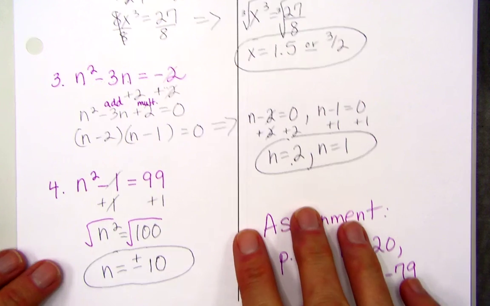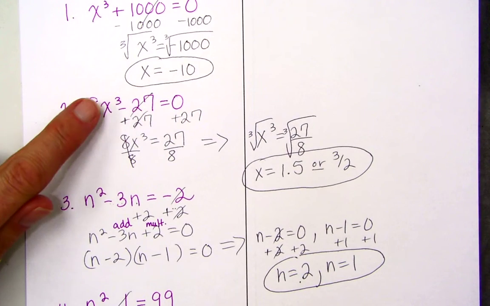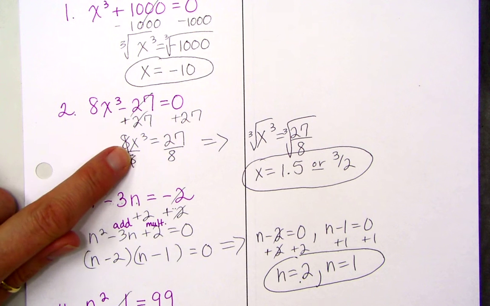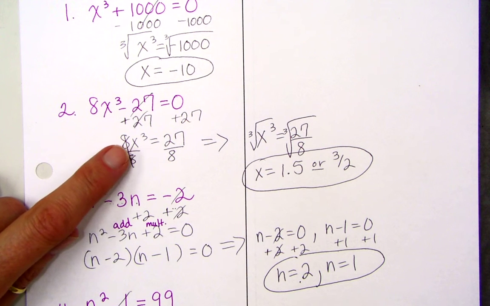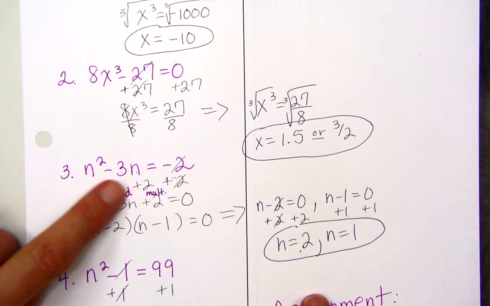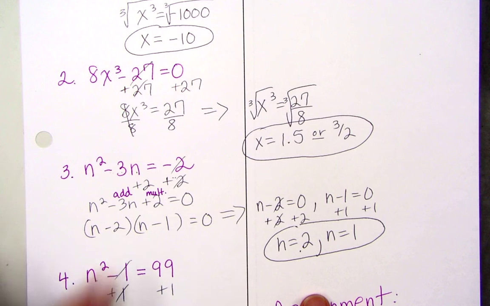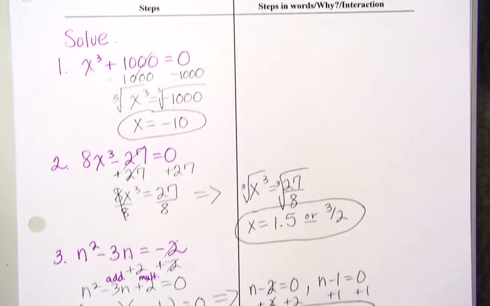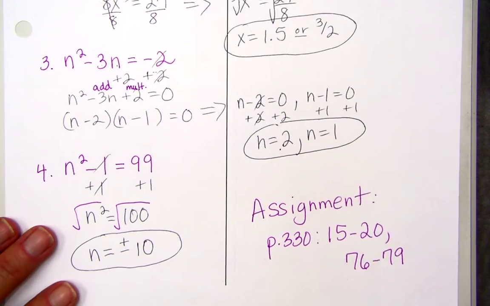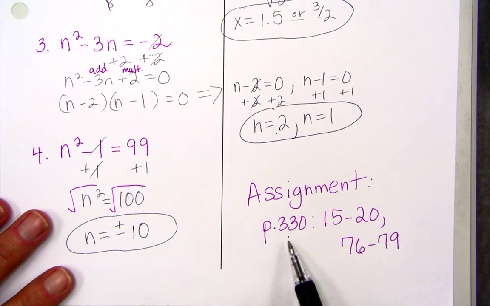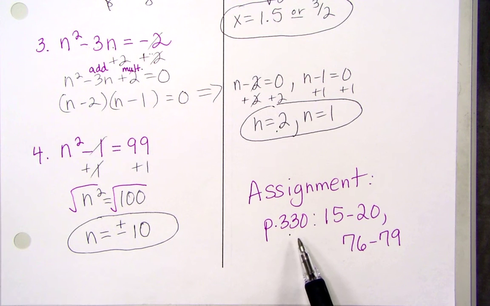So as you do this assignment, watch for what strategy to use. If it has 1 variable, get it by itself and then take the appropriate cube root or square root. If it has 2 variables, move everything onto one side, set it equal to 0, and factor. All right. Your assignment for today comes from page 330, 331, 332, that area, and it's 15 through 20 and 76 through 79. Use your class time to finish that up, check solutions, and turn that in when you're done.